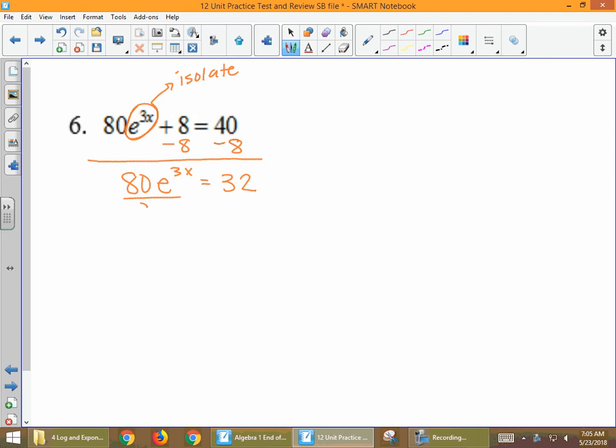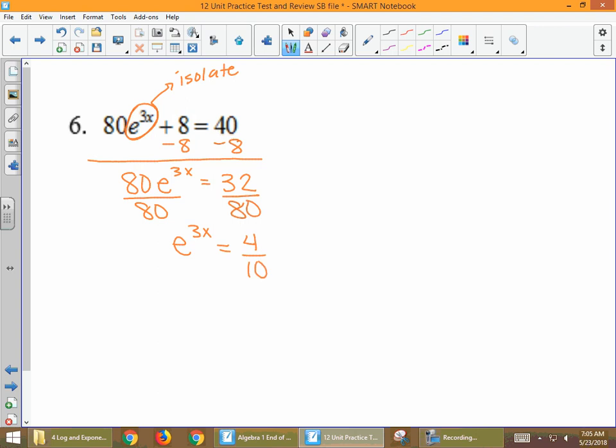And then divide by 80. And 8 goes into 32 4 times. 8 goes into 80 10 times. And I can even make that smaller. So if I divide both of those by 2, that's going to be 2/5. Okay, so if you're doing this without a calculator, I did that in 2 steps. That's fine for you to do as well.